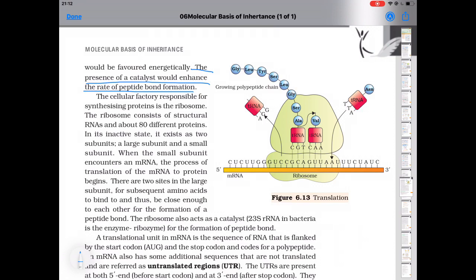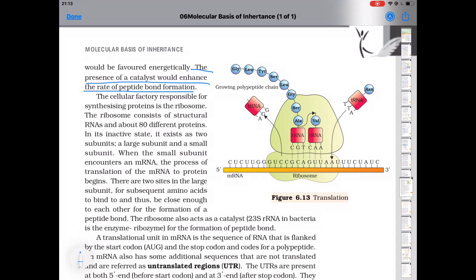So translation is the final step in the process of protein synthesis. It takes place in the cell cytoplasm on ribosomal machinery. In this process, various amino acids get arranged in a specific sequence according to the message provided by mRNA by means of peptide bonds to form a polypeptide chain. So, on mRNA, information is there. tRNA reads that information, brings the amino acid. The amino acids combine together using peptide bonds, and in this way, the polypeptide chain is formed.